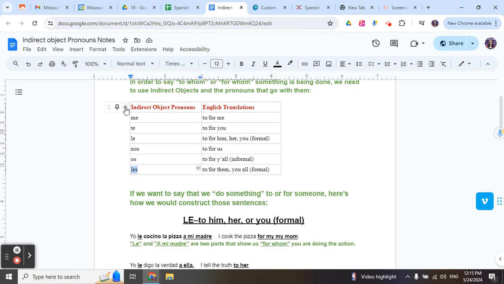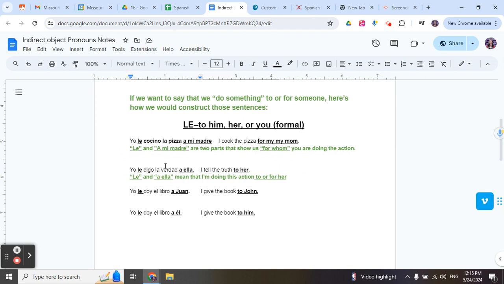Okay, so let's see how each of these would be placed in a sentence. So here are some examples of sentences. Now I want to point out right here that yo cocino la pizza means I cook the pizza. Notice I am the one doing the action. Yo digo la verdad. I tell the truth. Yo doy el libro. I give the book.